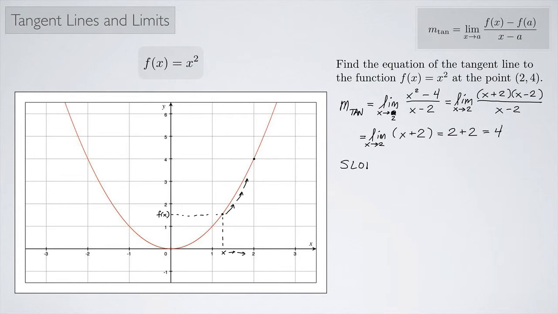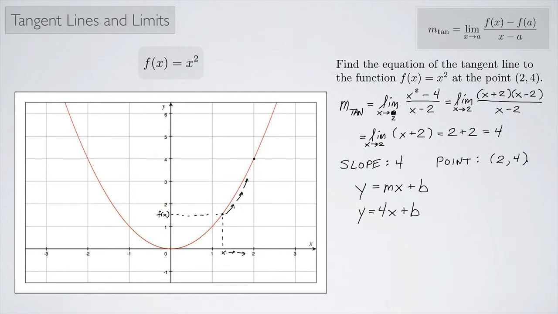So I have a slope here. The slope is 4. I also have a point. The point that I know is on the tangent line is that point right here. This is one point that I do know on the tangent line, (2, 4). And once I have a slope and a point, I can find the equation of the line. So the general equation is y equals mx plus b. m is the slope and b is the y-intercept. Well, I know the slope, that's 4. So this is y equals 4x plus b.